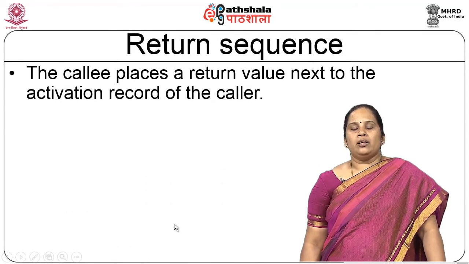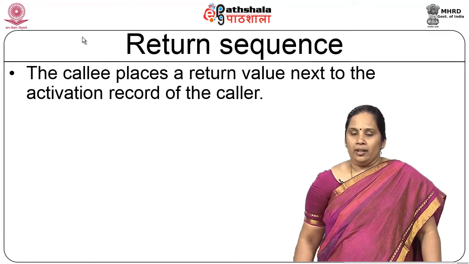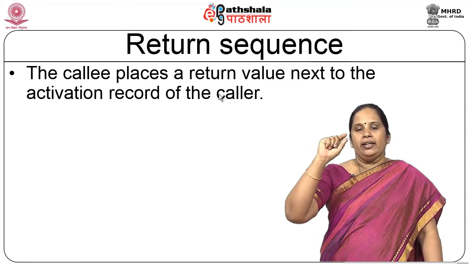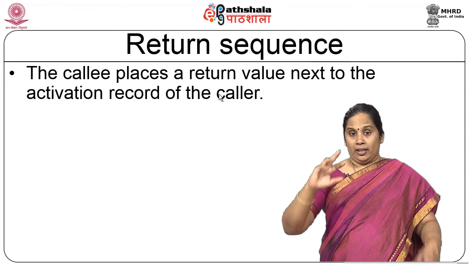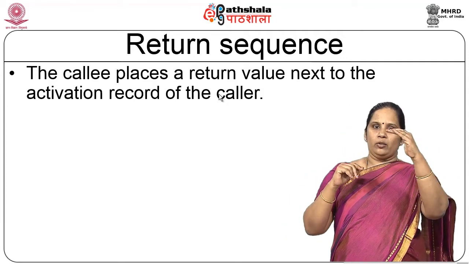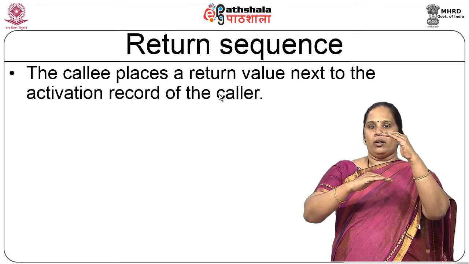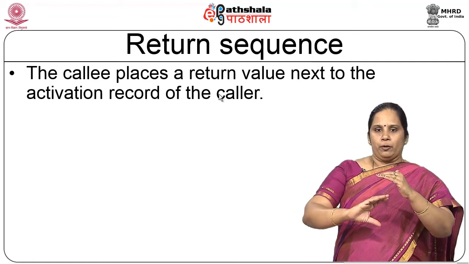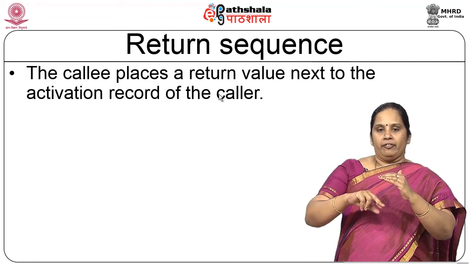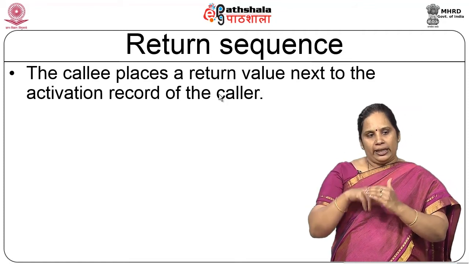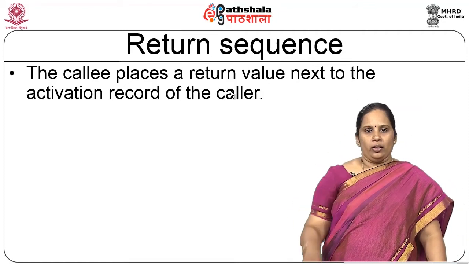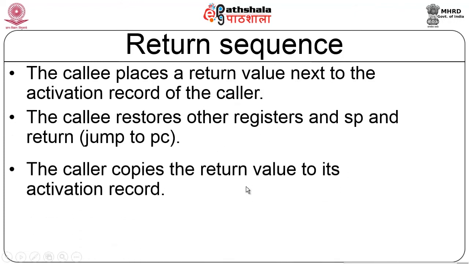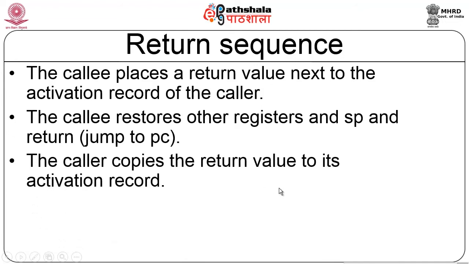And then on the return sequence, the callee places the return value next to the activation record of the caller. As you can see, the return value field of the callee is very close to the activation record of the caller. It's a stack. So first is the return value, and the last fields are the local variables and temporaries corresponding to the caller. Then subsequently, when the callee is pushed, it is pushed here. So the first two fields, the return value and the parameters, are closer to the caller. The callee restores other registers and the stack pointer and returns. The caller copies the return value to its activation record.